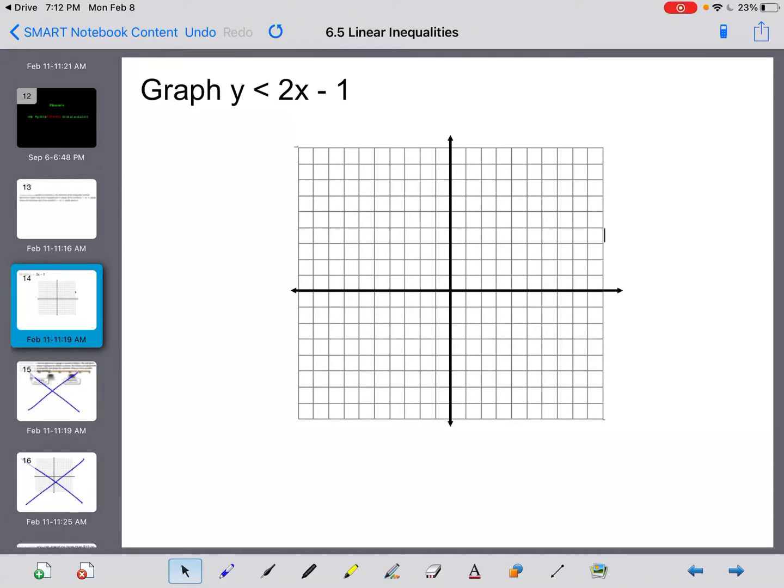Chapter 6, Section 5, Part 2, Linear Inequalities. This is just a review from yesterday.